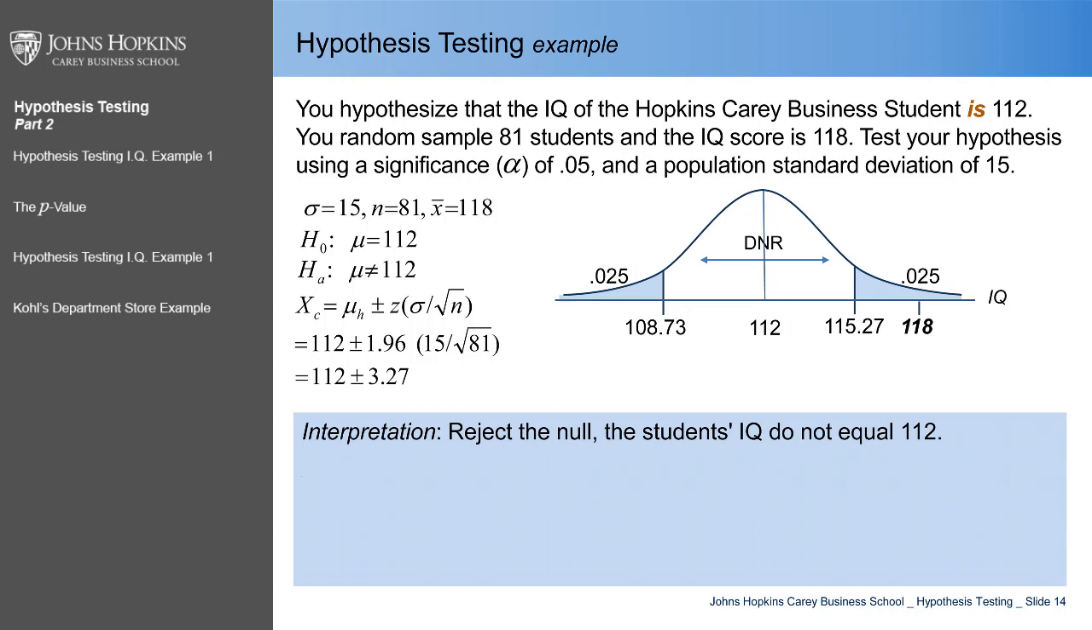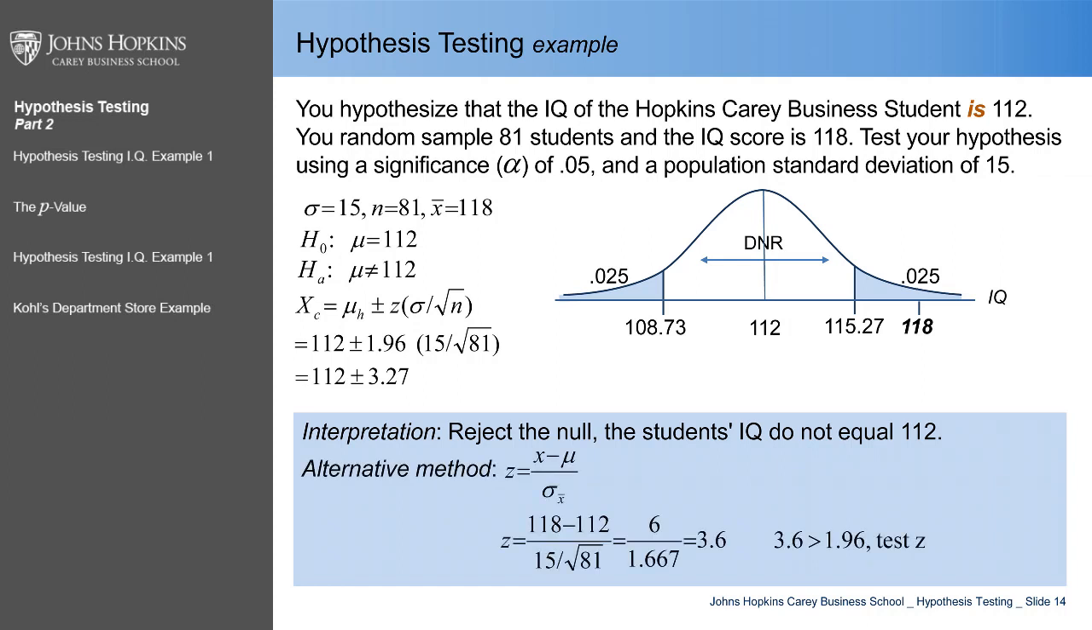It is significantly different. Now we can obtain the same result by using the alternative method, z equal to x bar minus mu divided by the standard error. We plug in those same numbers, and this time we calculate 3.6.